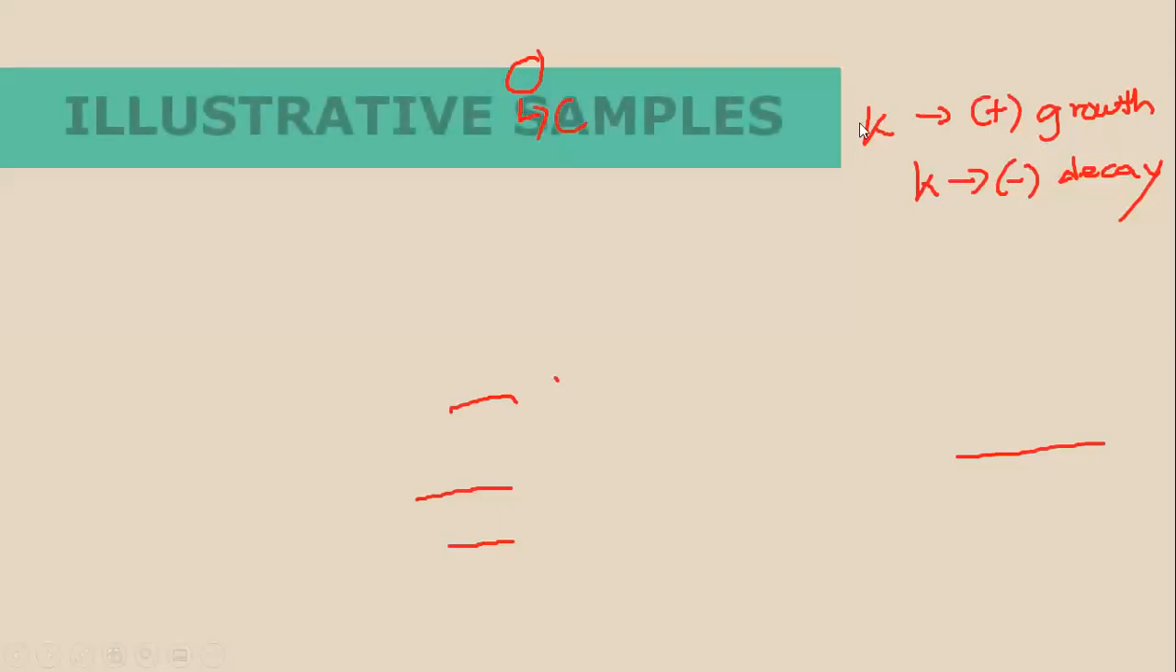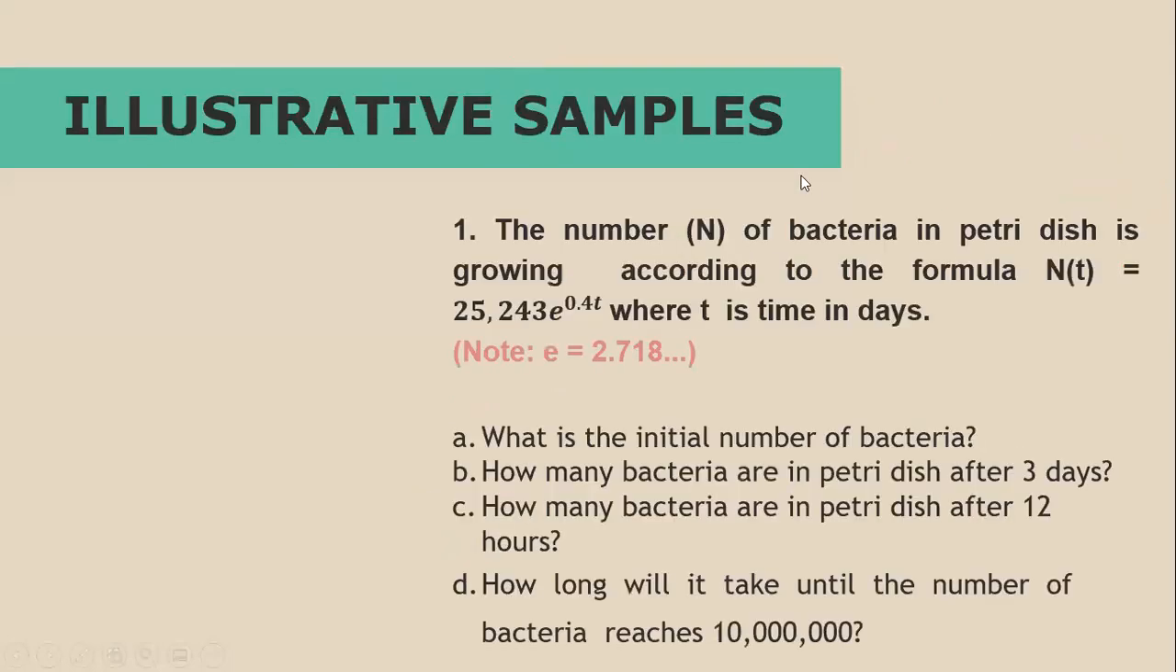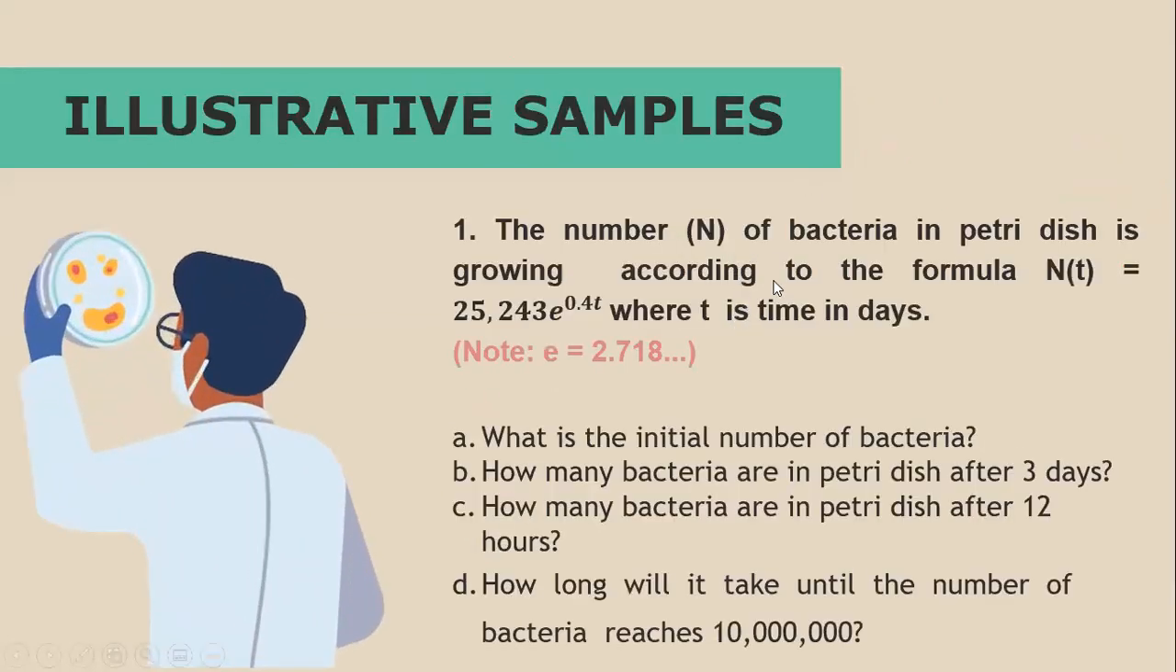Now, let's proceed with our examples. All right, so we have the bacteria. Okay, so the number of bacteria in Petri dish is growing. Okay, so meron tayong clue dito, growing daw. So paparami pala yung bacteria natin. So according to the formula, N of T is equal to 25,243 e raised to 0.40, where T is time in days.